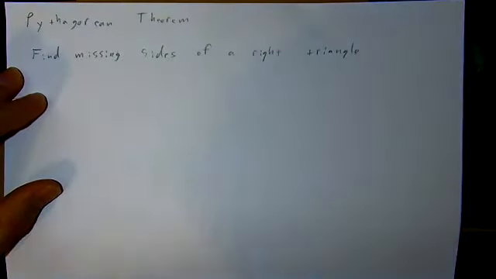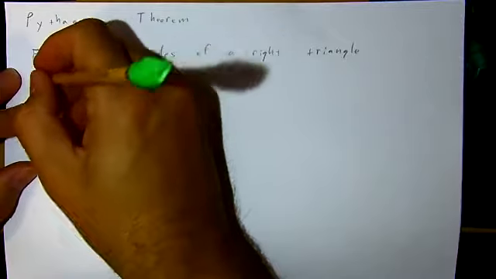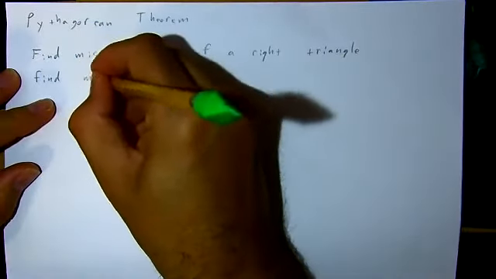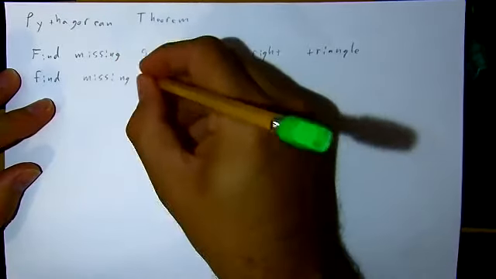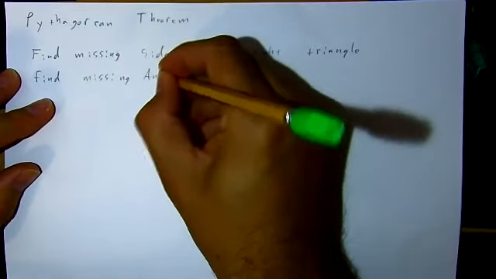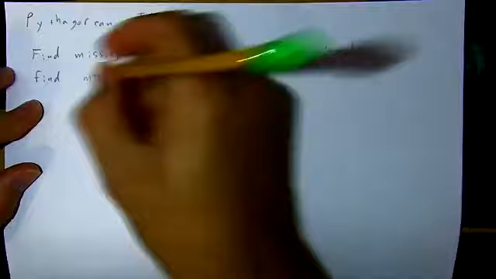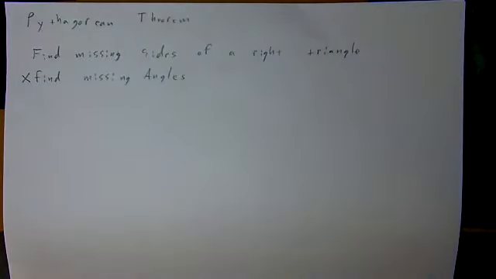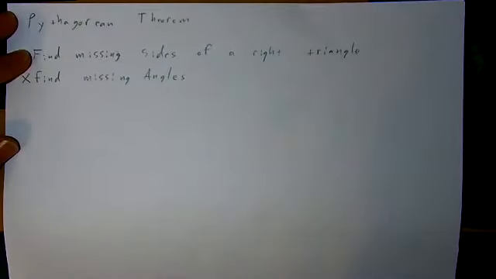So, the one thing it's not used for is to find missing angles. So, it's not used to find missing angles. If you have a problem with different angle measurements, it is not going to be a Pythagorean Theorem question on the GED. If you have side lengths, it's probably going to be a Pythagorean Theorem question on the GED.